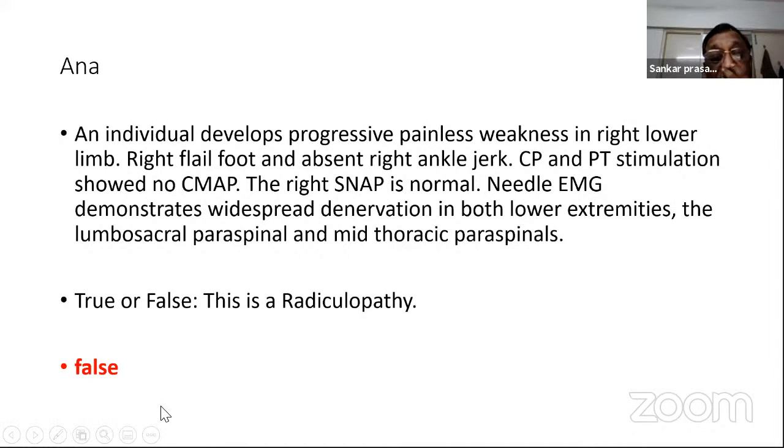Got the point? Everything is suggestive that it could be lumbar, but EMG has given us a clue that it is not radiculopathy. Somebody asked the question. I think we got the answer now. Somebody said false. That's correct. We got the answer also.